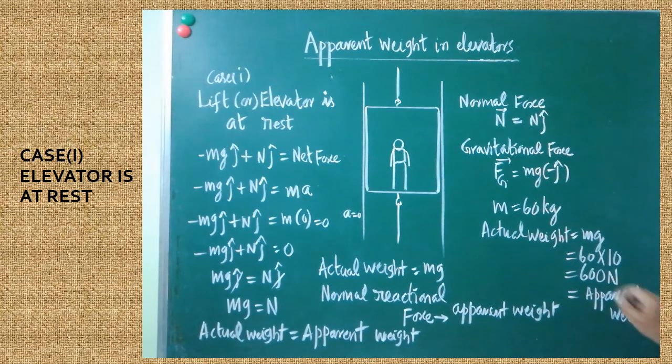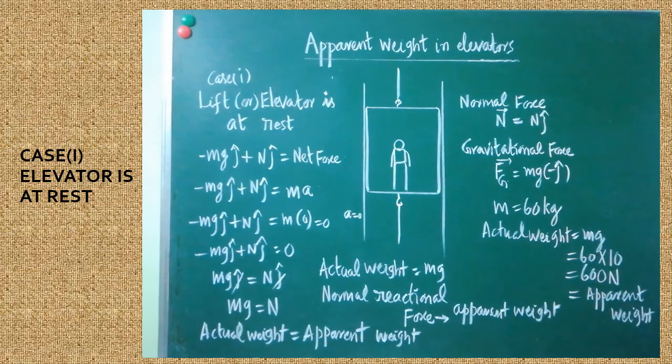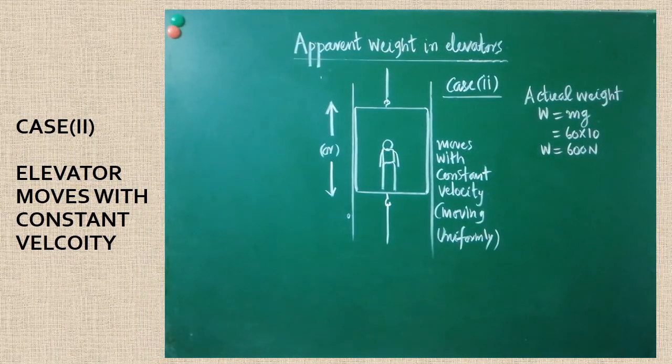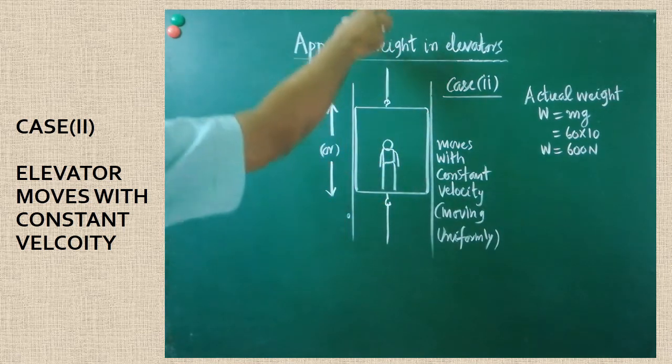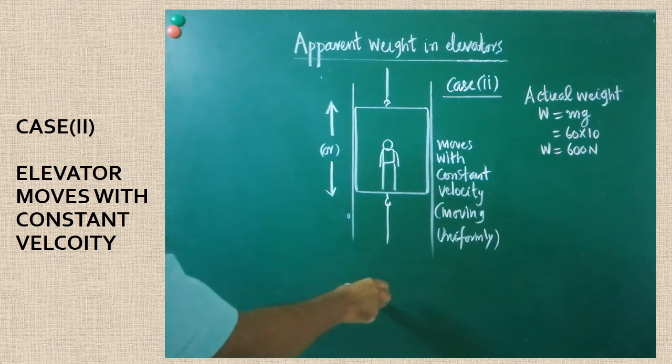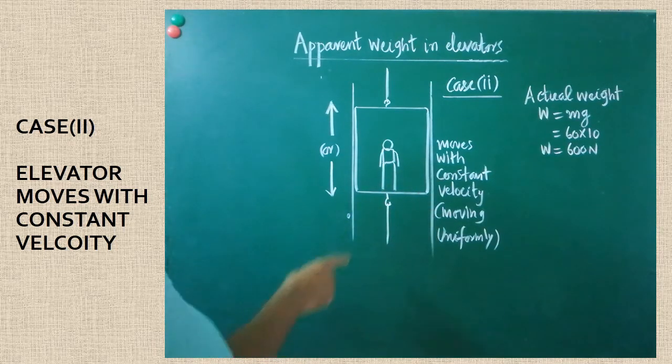So this case is applicable when the lift is at rest. Now we are going to see case 2. Here the lift is moving either in the upward direction or in the downward direction with constant velocity, that is, moving uniformly. Now we have to calculate the apparent weight.